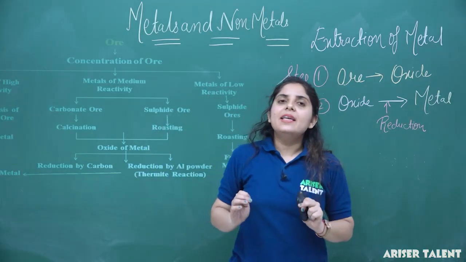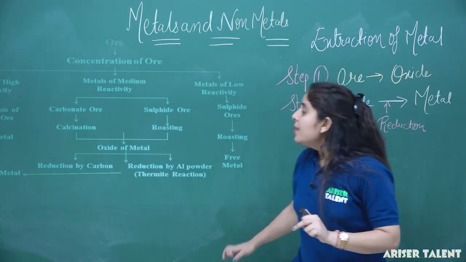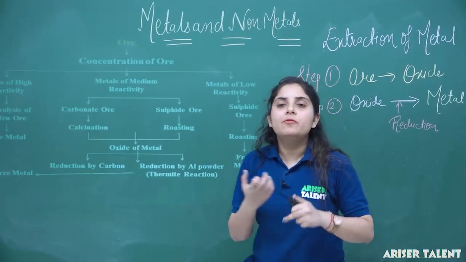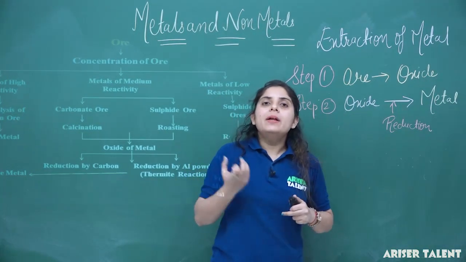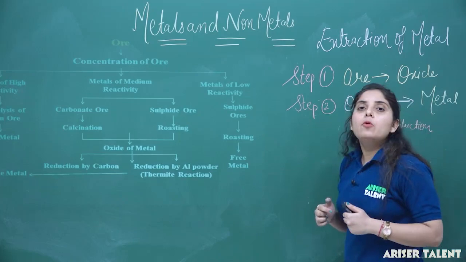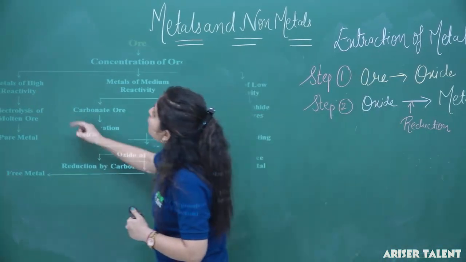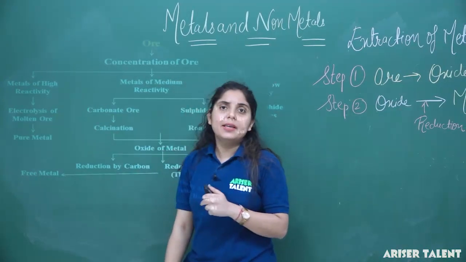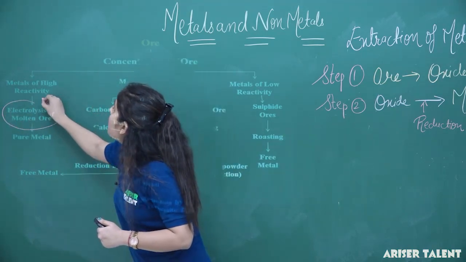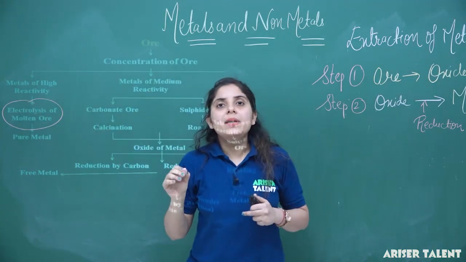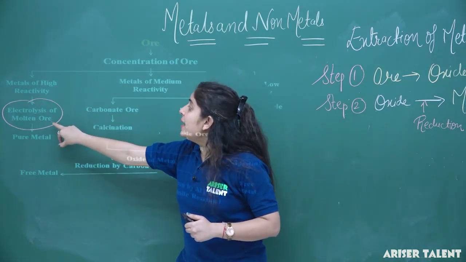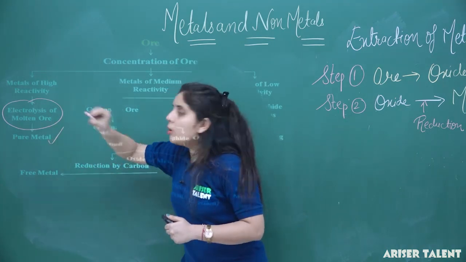But the reduction technique usually depends upon the reactivity of the metal, and it will be different for different metals. Metals of high reactivity will show a different scenario, and metals of low and medium reactivity will have a different kind of reaction. So here is a flow chart explaining the extraction of metal. Suppose I am considering a metal of high reactivity. In this case, we will do the electrolysis of the molten ore. It means reduction cannot be done by using carbon monoxide and aluminum alone. In this method, we use electrolysis of molten ore to get the pure metal.